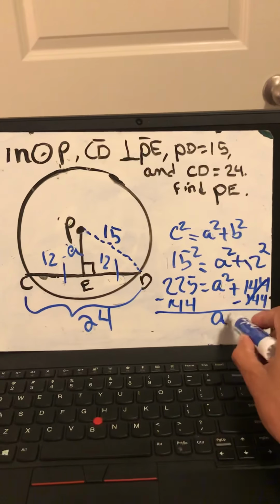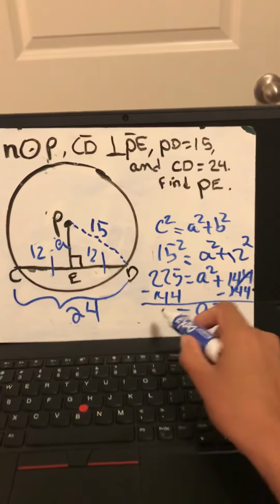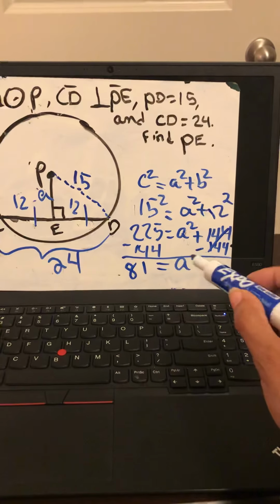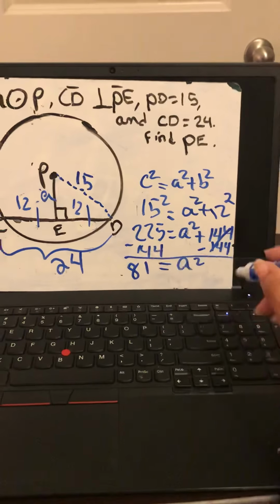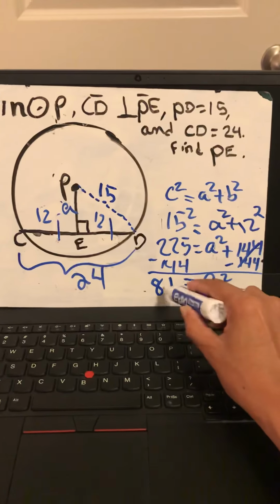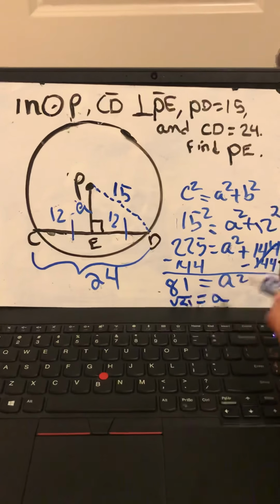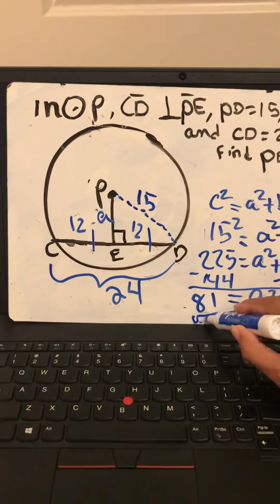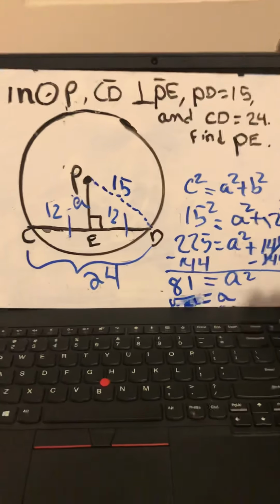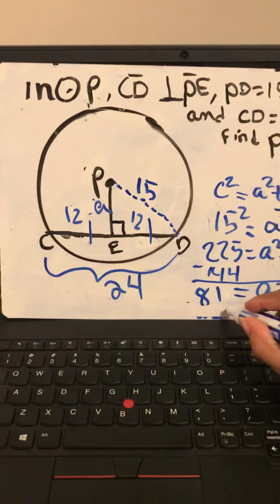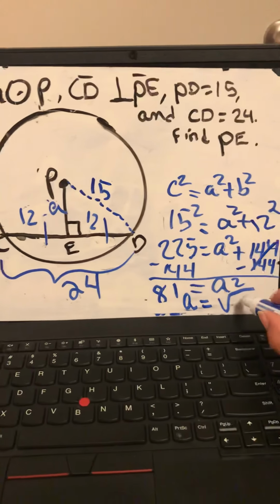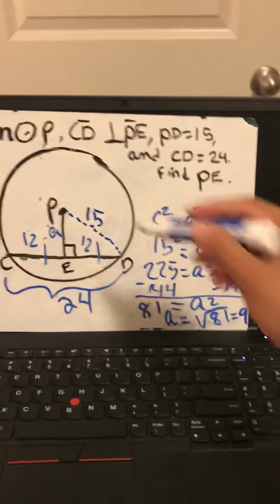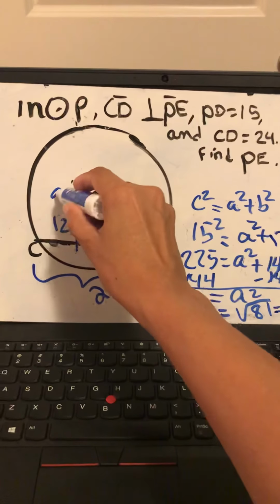I'm going to isolate A squared. So I have A squared equal to 81. To get rid of the second power, don't forget I can just square root both sides, or just erase that second power and take the square root of 81. A equals the square root of 81, and the square root of 81 is 9. So this piece right here is 9, and I am done.